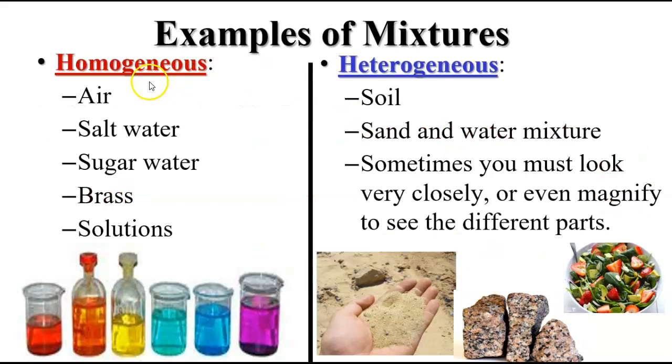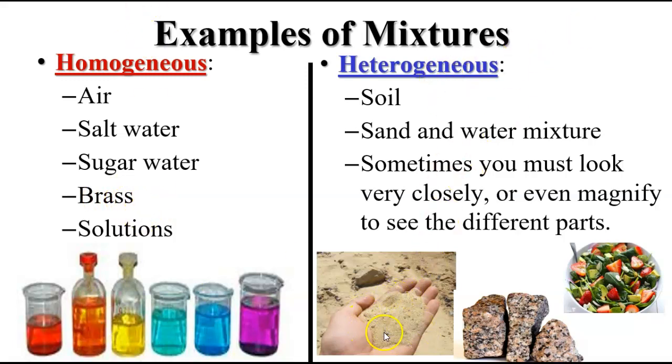So examples that we love to use in chemistry for homogeneous mixtures: air. There's not oxygen in one room of your house and nitrogen in the other room. That would be very dangerous. They're uniformly mixed out, okay? A salt water solution, a sugar water solution, brass, because that instrument looks the same to your eye, okay? Those are all homogeneous.